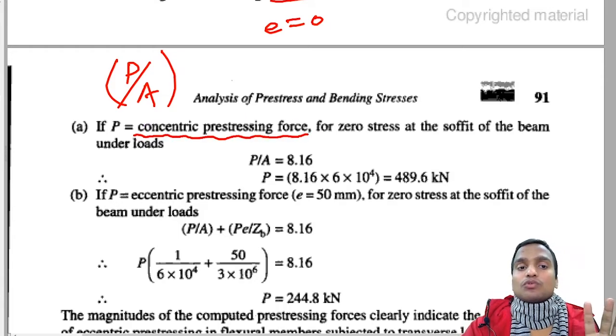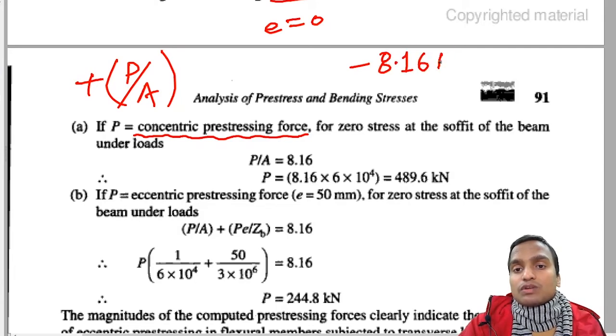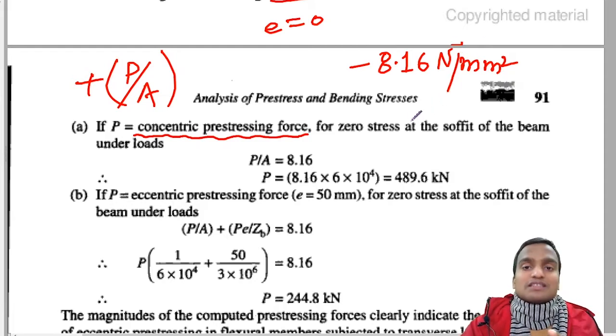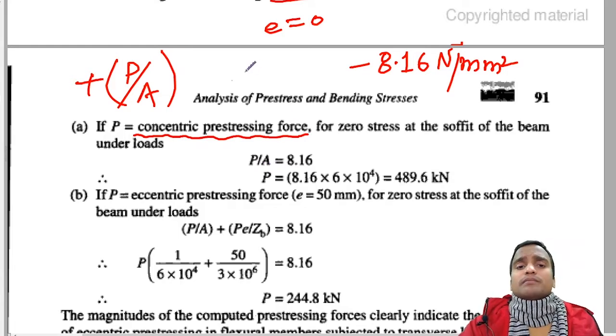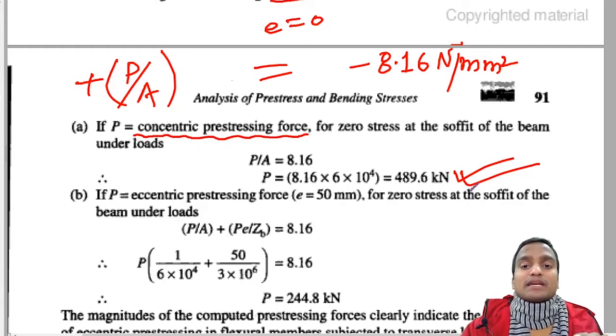So by this value of compression P by A, we can nullify this minus 8.16 Newton per mm square. Why am I saying minus 8.16? That means this is the tensile stress being generated due to the external loads. So how much is the value of P? P can be calculated here by equating these two values. The area of the section multiplied with the value 8.16 will give you the value of the pre-stressing force required to make the bottom fiber zero stress. So you can see we need to apply a much larger amount of pre-stressing force here in case of concentric.